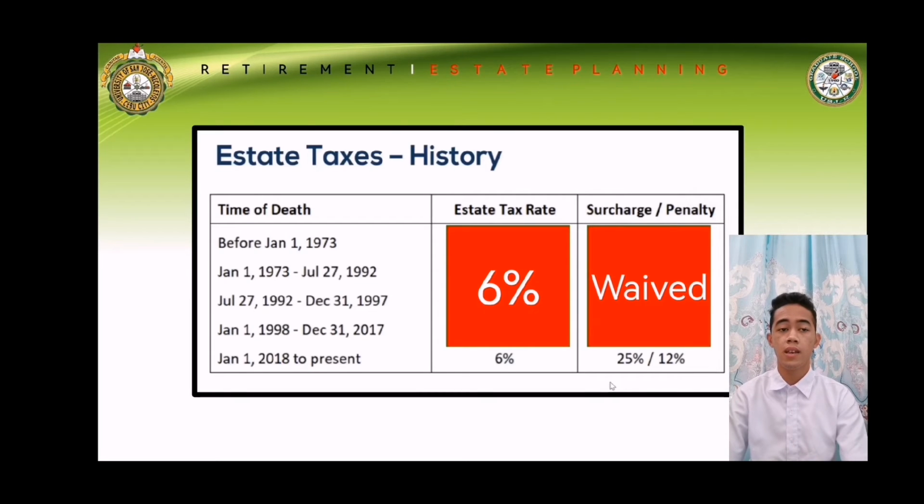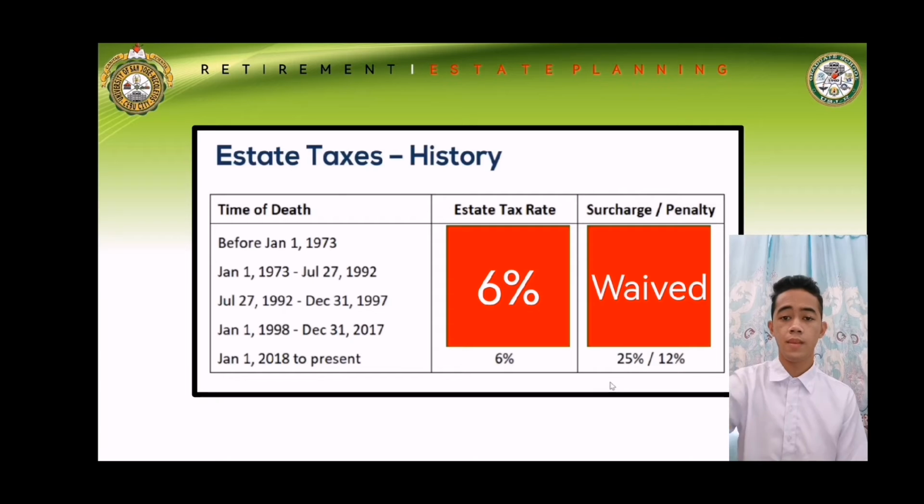Estate tax history. Estate tax is a tax on the right of the deceased person to transmit his or her estate to his or her lawful heirs and beneficiaries at the time of death, and on certain transfers which are made by law as equivalent to testamentary disposition.